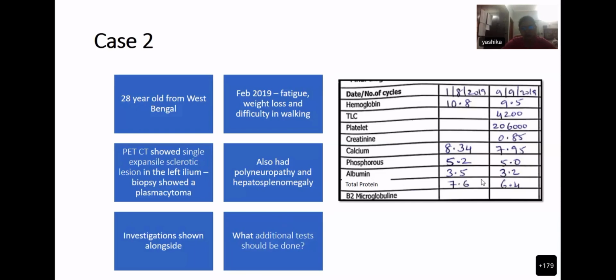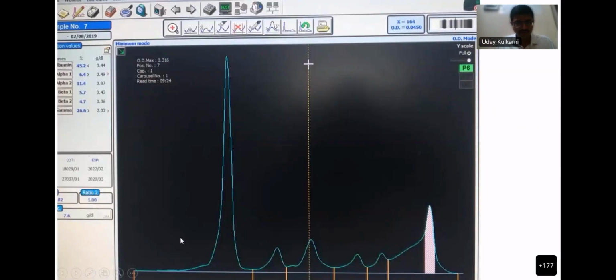So what additional tests should be performed? What is the abnormality that is noted on this? There is a little bit of alteration in the total protein and albumin ratio here also. The albumin globulin ratio is a bit altered. So what additional tests should be done? We did a serum protein electrophoresis. So what does this show? There is a spike in the gamma region.